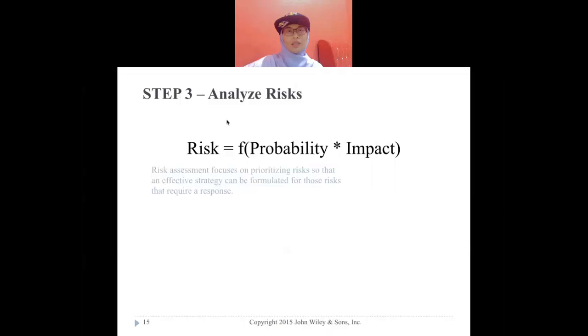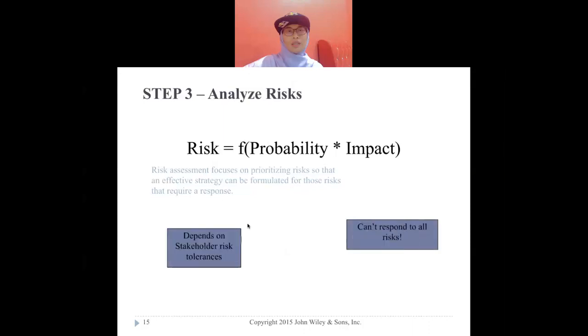Okay, next, after first, just now we create the plan, right? And then we identify the risk. Now, step 3 is analyze the risk. Okay, we have identified the list, kan? And then we analyze. So how to analyze it? This is using the probability: risk equals probability times impact.